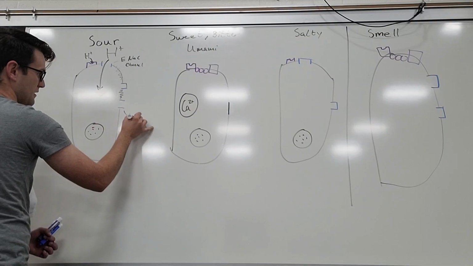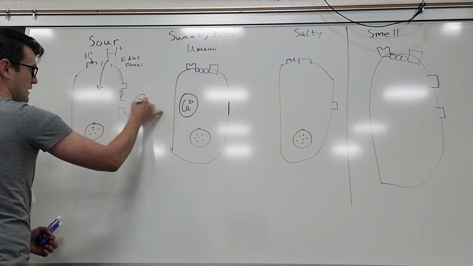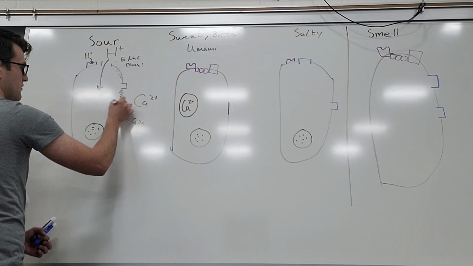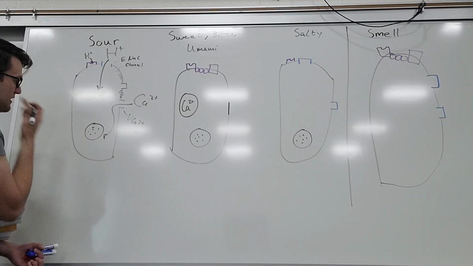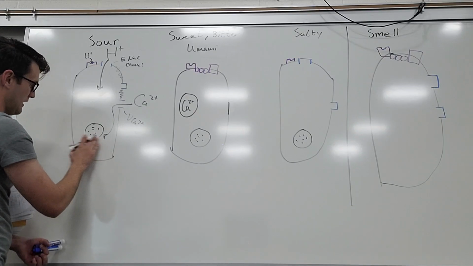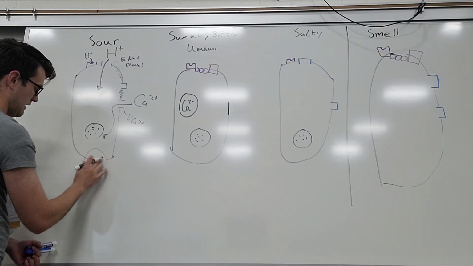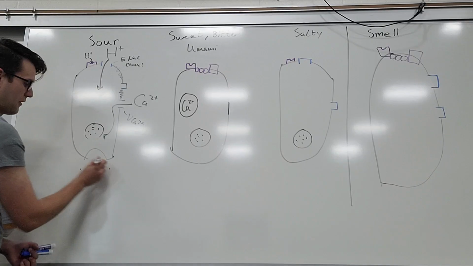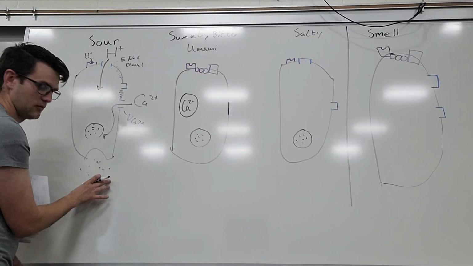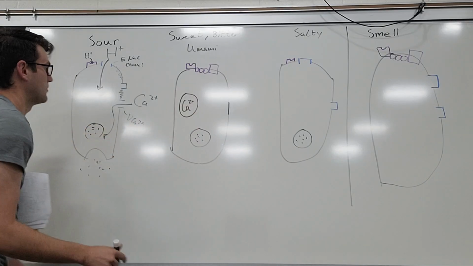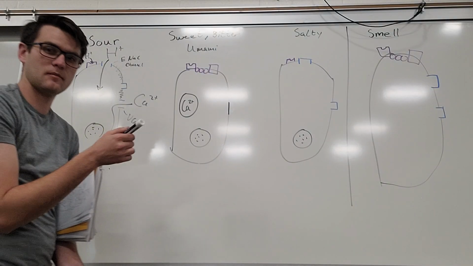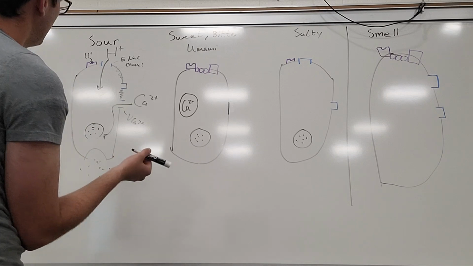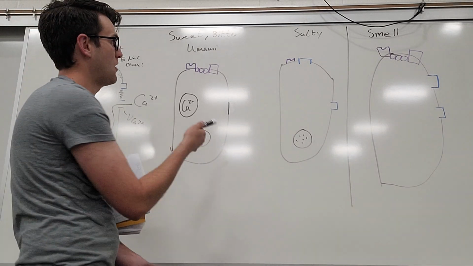That depolarization opens up the voltage gated calcium channel. All this calcium floods in and binds to the SNARE proteins on the vesicle, and it kicks out our neurotransmitter, which is connected to a neuron that synapses over to our brain. So that's sour.